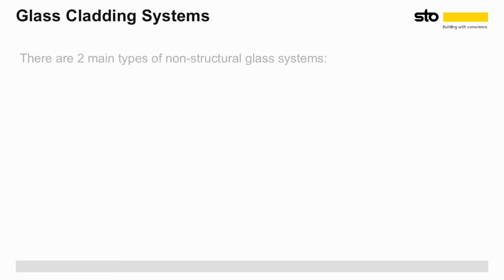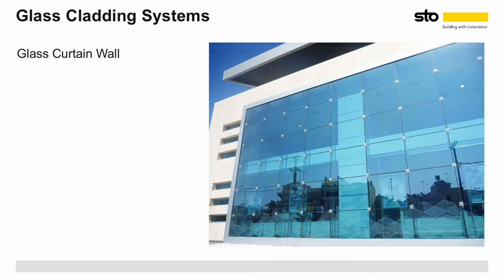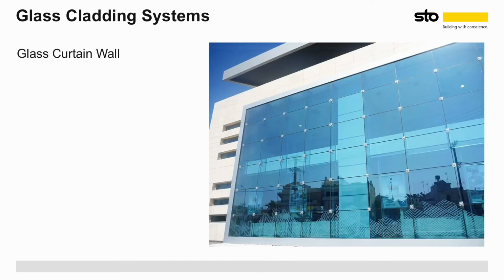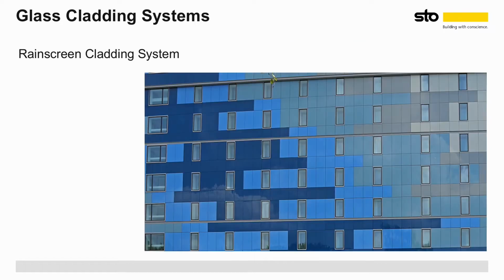There are two main types of non-structural architectural glass systems: curtain walling and rain screens. Curtain walling is completely sealed against the weather. Rainscreen cladding has open-jointed panels and a ventilated cavity and is mounted on a substrate that provides the primary defense against weather ingress. In this CPD video, we're covering glass rain screens.